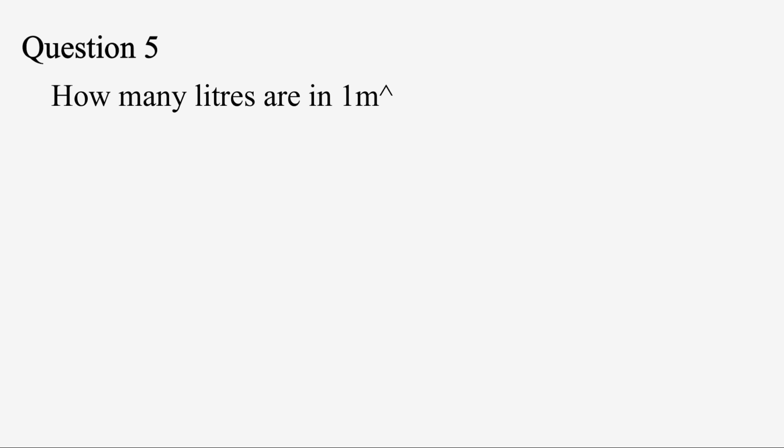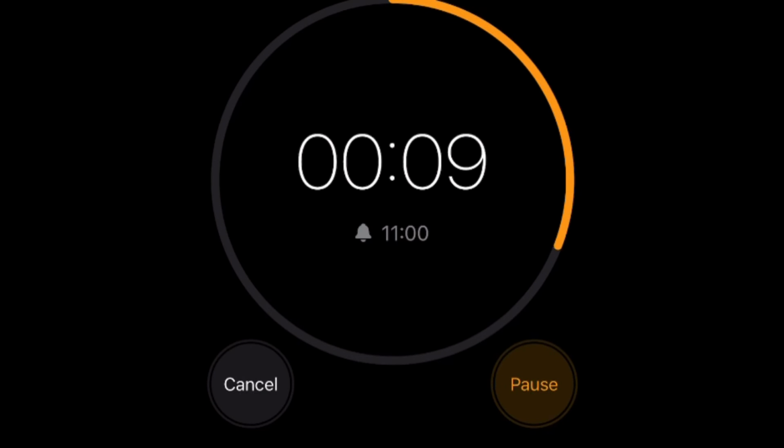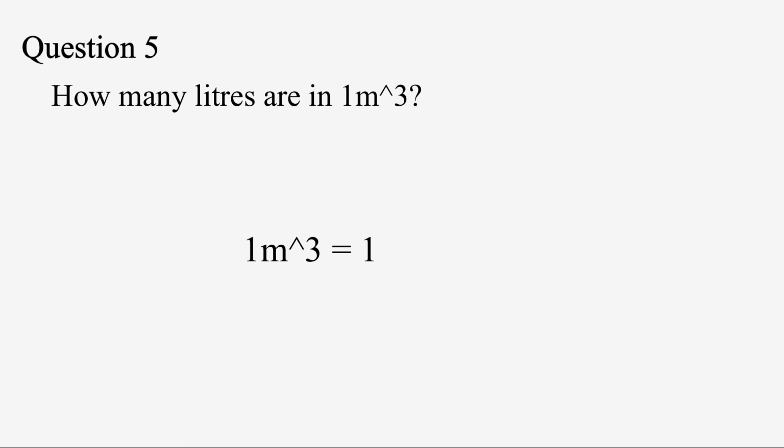Question 5. How many liters are in 1 meter cubed? I'll also give you 10 seconds for this one. Okay, time's up. 1 meter cubed is equal to 1,000 liters.